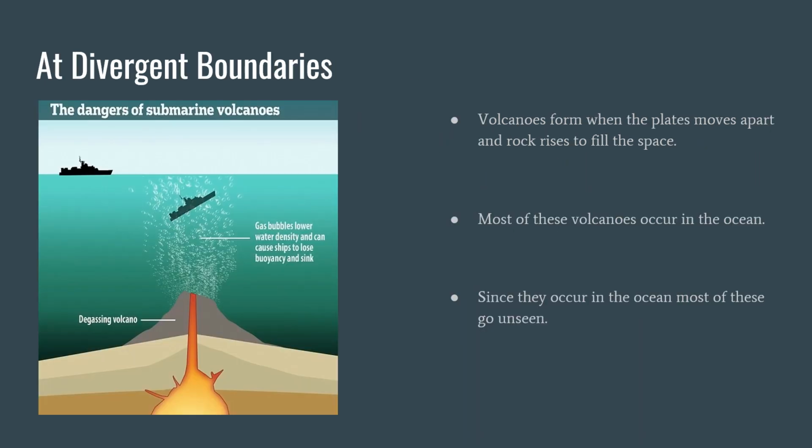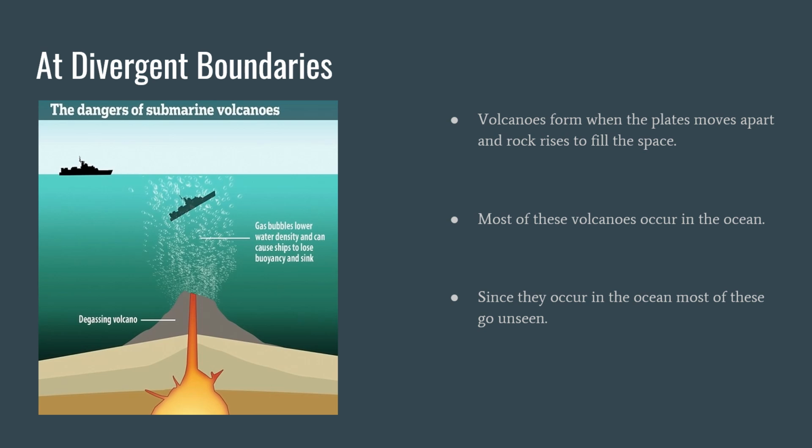At divergent boundaries, volcanoes form when the plates move apart and rocks rise to fill the space. Most of these volcanoes occur in the ocean. Since they occur in the ocean, most of these go unseen.